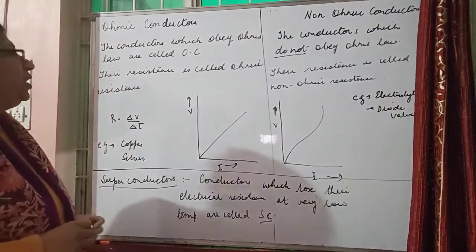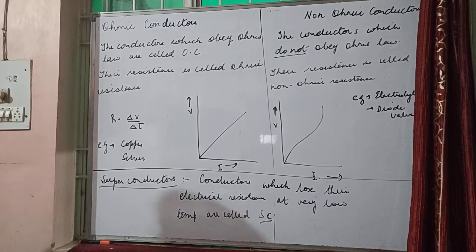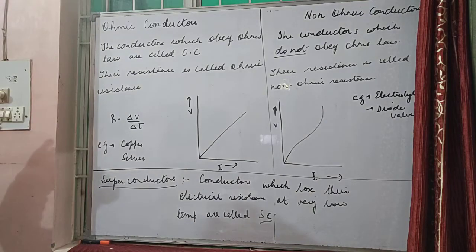So here we see the ohmic conductors and the non-ohmic conductors. We have done Ohm's law, and according to that, we are going to define the ohmic and non-ohmic conductors. The conductors which obey Ohm's law are called the ohmic conductors.